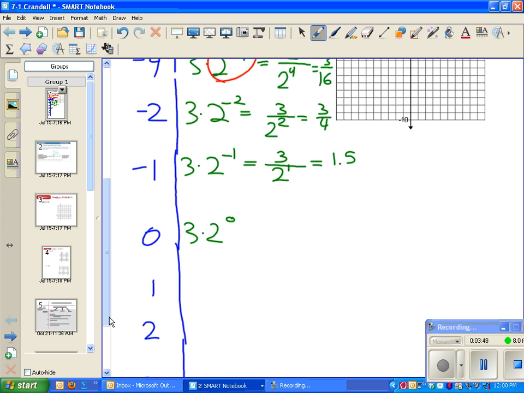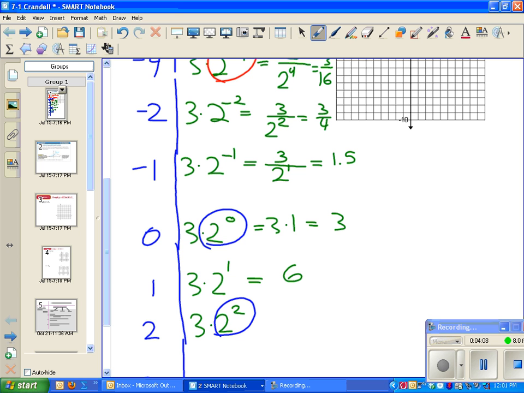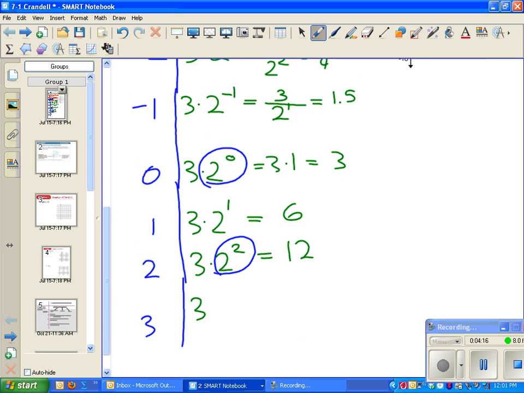When we plug in 0, we have 3 times 2 to the 0. And remember to do order of operations first. So 2 to the 0, which anything to the 0 power is 1. So we have 3 times 1, which is 3. And then we have 3 times 2 to the 1st, which is going to be 6. And then we have 3 times 2 squared. So make sure you do order of operations first. So we square 2 and get 4, and 3 times 4 is 12. So you can see this grows very quickly. If we did 3 times 2 cubed, order of operations, we'd get 8 first, and then 3 times 8 is 24. So our growth function grows very, very quickly.